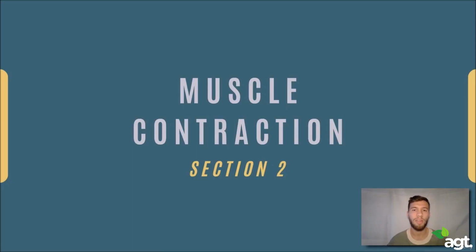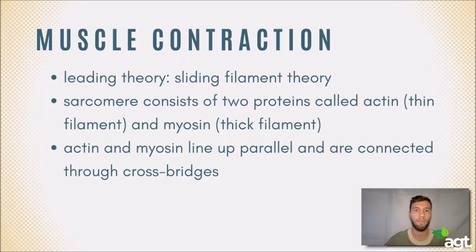Let's look at how muscles actually contract. There is a leading theory as to how muscles contract, which is known as the sliding filament theory, and it describes the sarcomere that consists of two proteins called actin, or the thin filament, and myosin, which is known as the thick filament. Now, these two proteins, actin and myosin, line up parallel and are connected with cross bridges.